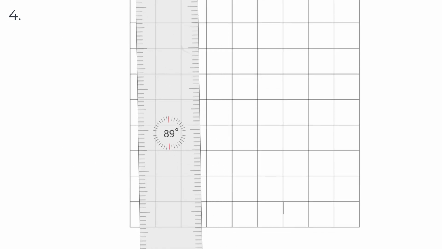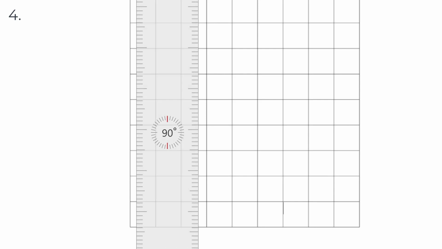So I've got my ruler. Let's just draw my axes down the side and along the bottom. Okay, so there's one axis. Oops, and then along the bottom as well.